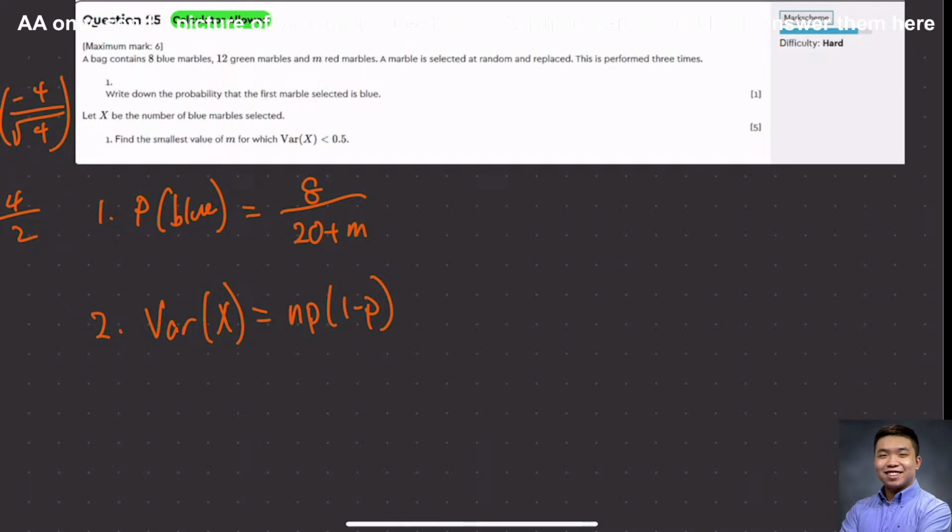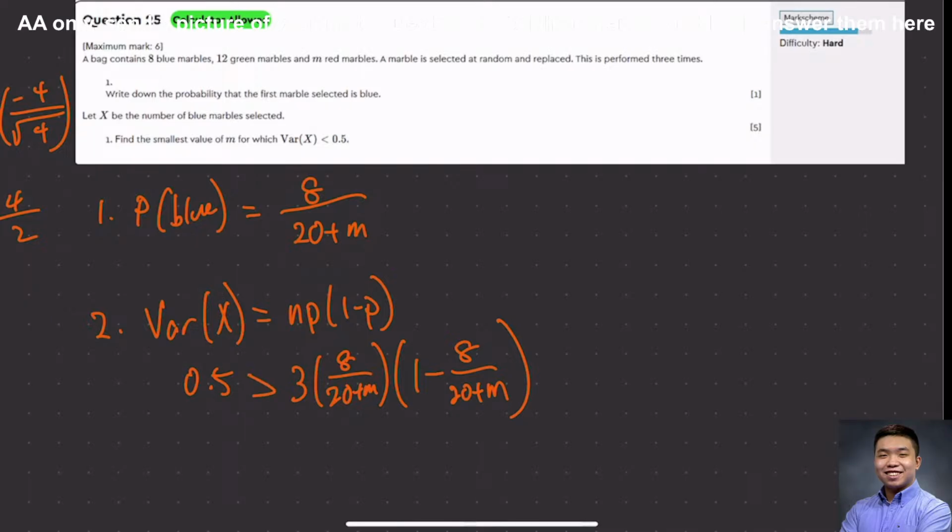What do p and n stand for? n is the number of trials. We know n is 3, right? And what's p? p is the probability of success, right? So we want this to be equal to 3 times 8 over 20 plus m. Remember, this is the probability of picking a blue marble. Let's say blue marble is success, so I know my p is the probability of picking blue. And then we do 1 minus 8 over 20 plus m. Let's write it nicer. And we know that this variance has to be less than 0.5, so let's put that here.